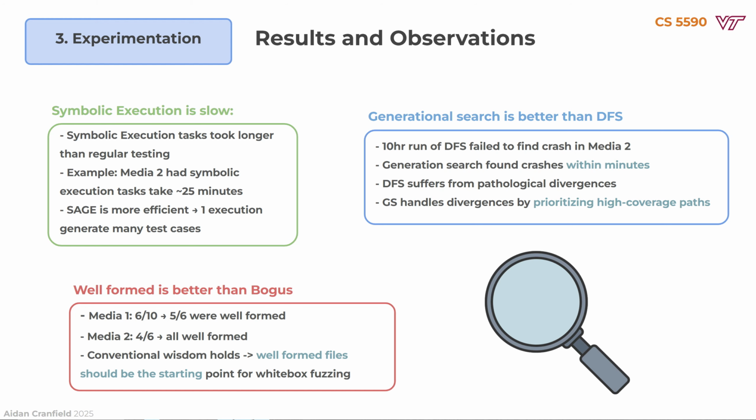Another thing they found is that well-formed inputs are better than bogus. In the Media 1 test, 6 of the 10 input files found bugs, and of those 6, 5 of them were well-formed. So only one of them was a bogus file. In Media 2, 4 of the 6 files found bugs, but all 4 of those were well-formed. So the conventional wisdom still holds that well-formed inputs should be a starting point for white box fuzzing rather than just random inputs.